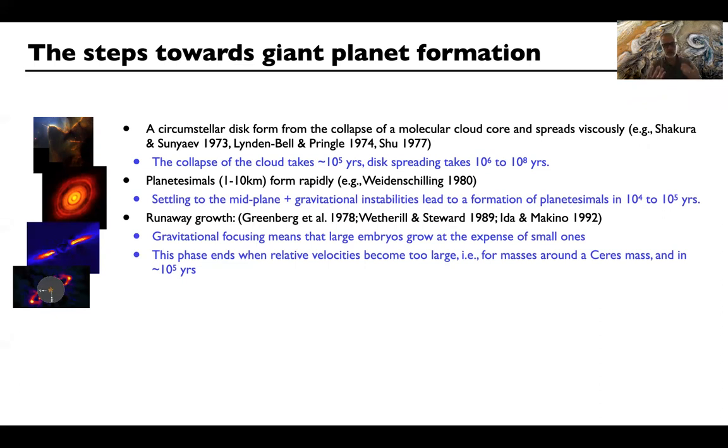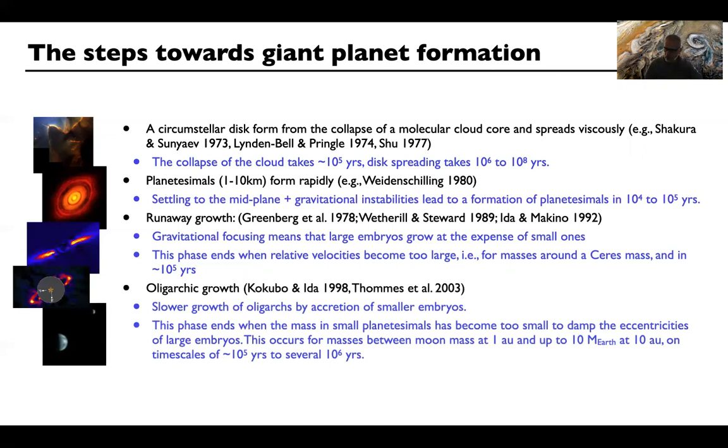Then, from these planetesimals, you can enter into a phase that's called runaway growth, in which gravitational focusing means that large embryos grow at the expense of small ones very rapidly, again, in a few 100,000 years. But then, rapidly, because of the interactions between the different embryos, this rapid growth phase stops, and you have a slower growth of the so-called oligarchs, the larger bodies that excite each other dynamically. It leads to the growth of moons and objects that can be as large as a few Earth masses at several AU in the standard picture on a million-year timescale.